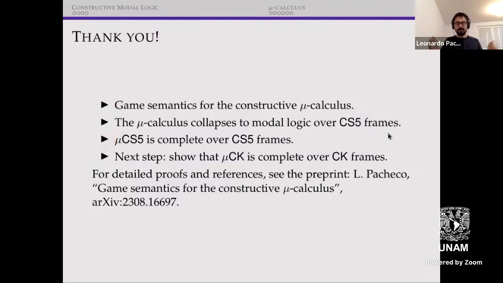And well, this is a big open. So next I have this proof system for the constructive mu-calculus, and I have the constructive Kripke frames. I still don't have a proof for this completeness, but it's one thing I'm working on. And there are other things that are easy to show on the classical semantics, but things break down on the constructive case. And if anyone is interested in more details, proofs, and references are in this preprint, Game Semantics for the Constructive Mu-Calculus, same title as the talk. It's on arXiv. And that's it for today.